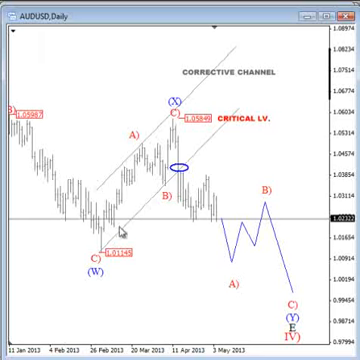On this daily chart we can see only a 3 wave rise, and we turned bearish because of a 5 wave fall through this lower trend line of a corrective channel, and that's a very important sign for a downtrend continuation. So ideally this recovery will be fully retraced.